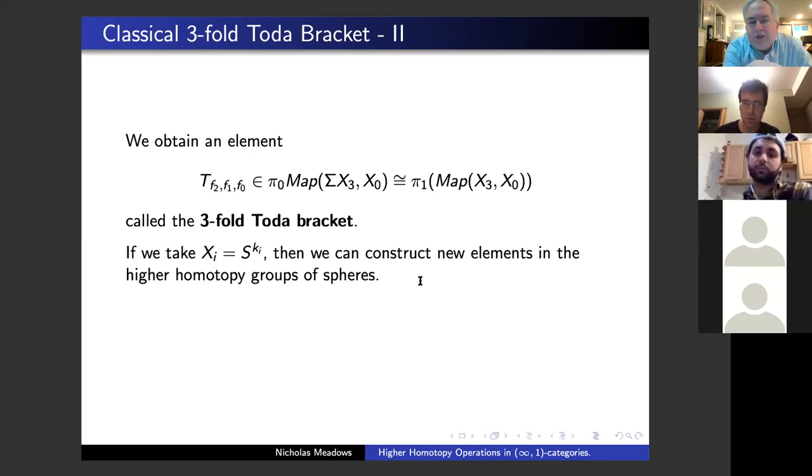Could you just go back up for one second? What is the relationship between this threefold Toda bracket and the product that you had before?